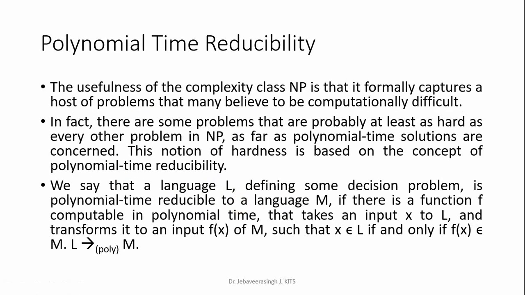So what is polynomial time reducibility? The complexity class NP is useful if it formally captures a host of problems that may be believed to be computationally difficult. What do you mean by this? If you say a problem is NP, it should be a hard problem, or it is difficult to compute the complexity of the problem. Polynomial time reducibility is that if you are able to convert or reduce a problem in NP to a problem that can be computed in polynomial time, then it is known as polynomial time reducibility.